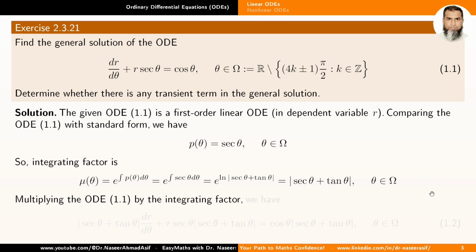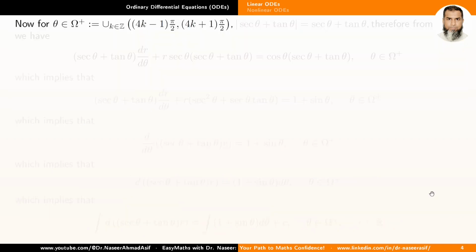Multiplying the ODE 1.1 by the integrating factor, we have absolute value of secant theta plus tangent theta into dr by d theta plus r secant theta into absolute value of secant theta plus tangent theta is equal to cosine theta into absolute value of secant theta plus tangent theta, where theta belongs to omega. Now for theta belongs to omega plus, which is equal to union over k belongs to Z of open intervals (4k minus 1) into pi by 2 up to (4k plus 1) into pi by 2, absolute value of secant theta plus tangent theta is equal to secant theta plus tangent theta.